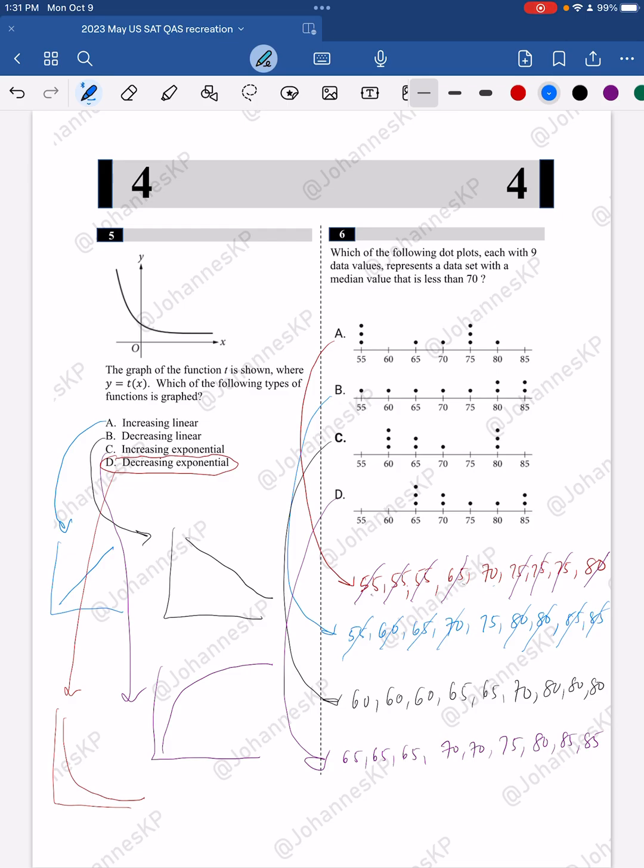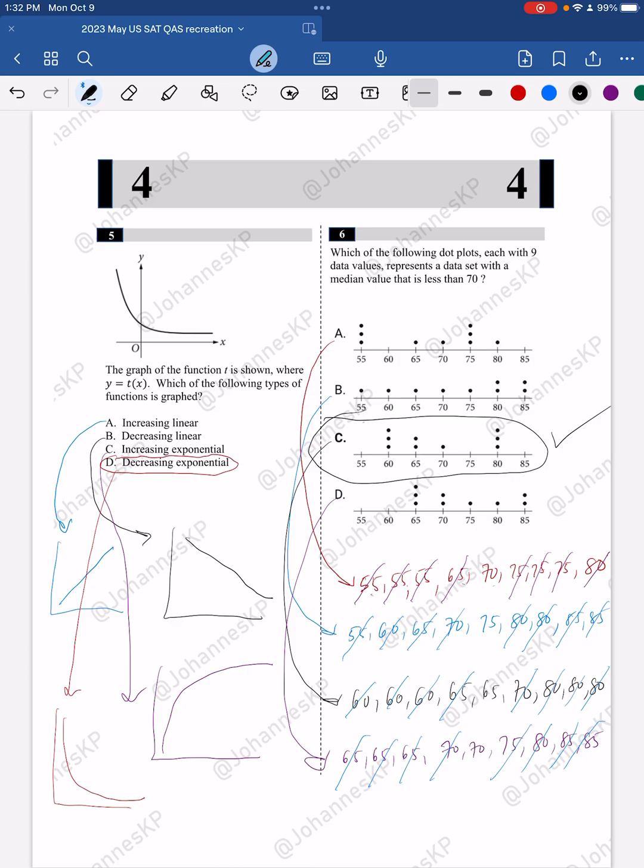So what's the 5th value in this third one? Let's cancel that. The 5th value here is 65, and this is less than 70. So this should be our answer because the median value is less than 70. Now let's confirm for the last option. Cancelling from both ends, the median value here is 70. So it's only C that gives us a median value less than 70, and that's our answer.